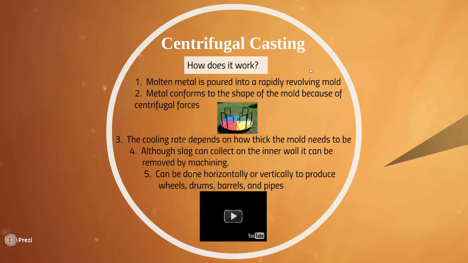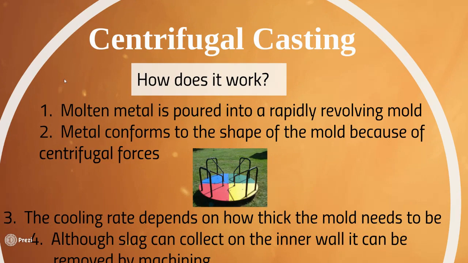Okay, so our first permanent mold casting process is called centrifugal casting. And this is how it works. You have a molten metal that's poured into a rapidly revolving mold. Okay, so obviously this is going to be for molds that are cylindrical or circular in shape because it's going to be rapidly revolving. Then, due to the centrifugal forces, the metal is going to conform to the shape of the mold.